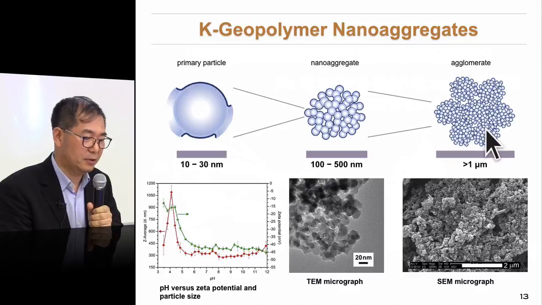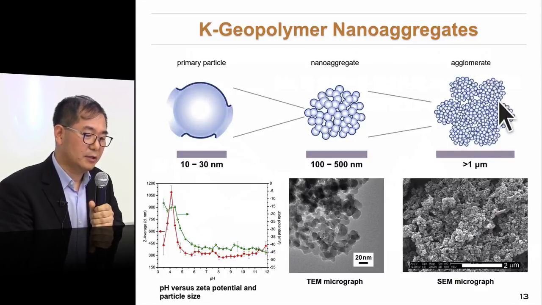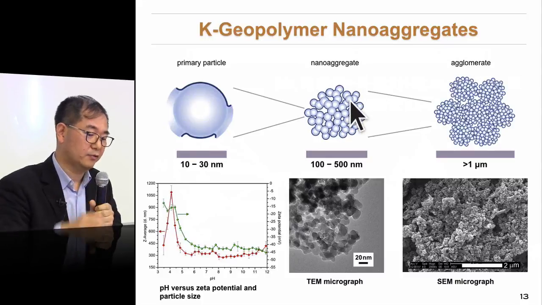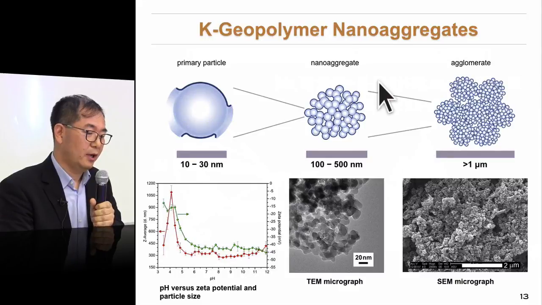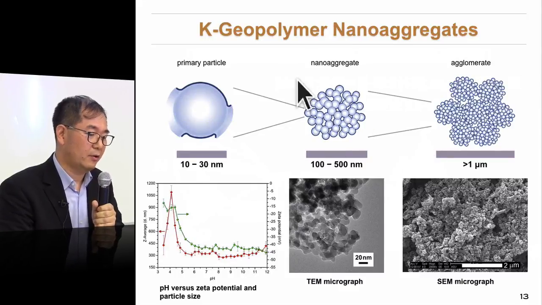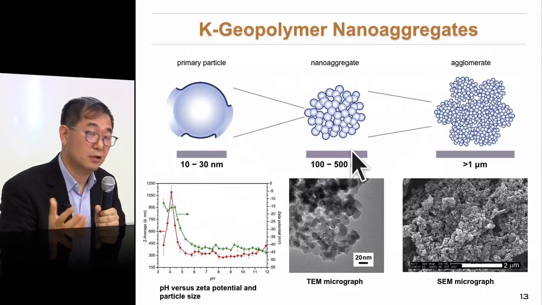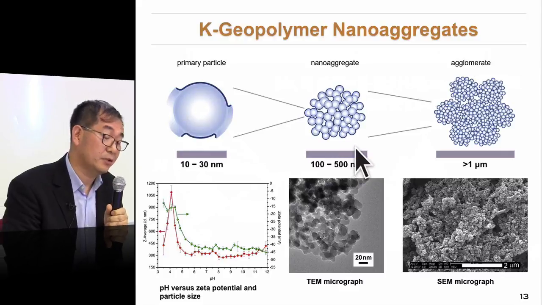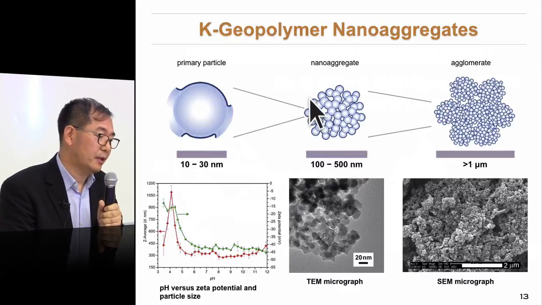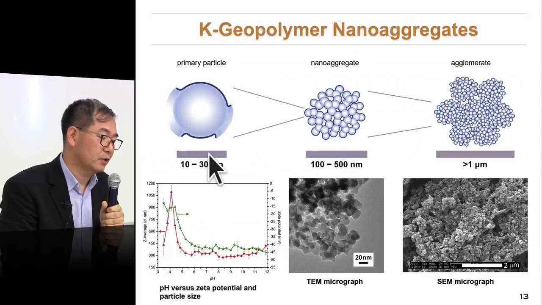These are just schematic pictures. This is SEM and TEM images. In these SEM images, you see lots of particles that are actually agglomerates of the aggregates. So nanoaggregates are agglomerated together in this SEM image. And if we look at an individual nanoaggregate, that's about 100 to 500 nanometers in size. This is comparable to precipitated silica, and the primary particle size is 10 to 30 nanometers.